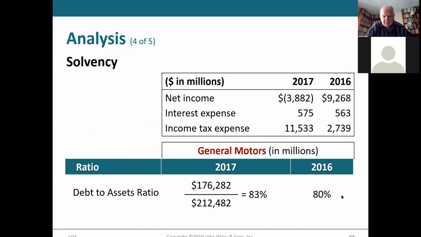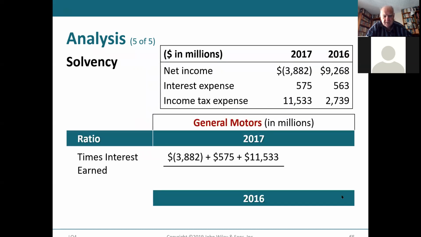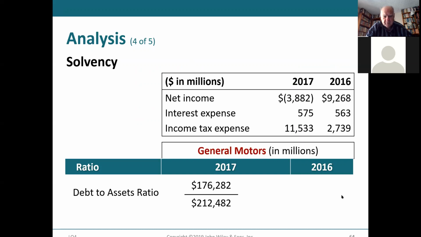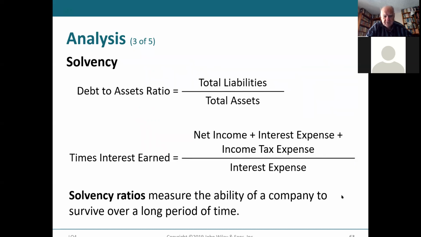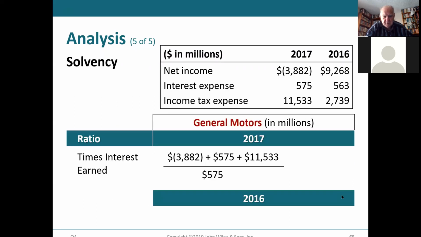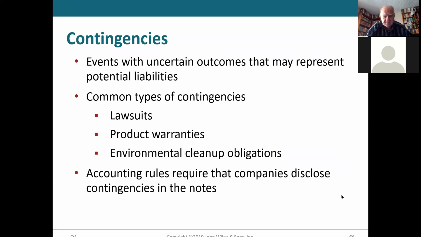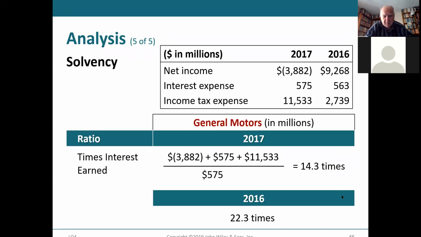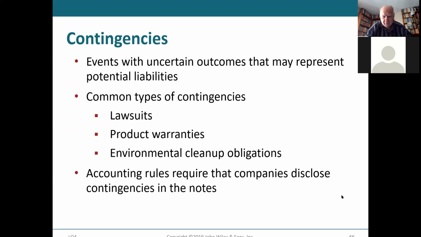And it was 80% the year before. Times interest earned, this is a different one here. Times interest earned, that's net income plus interest expense plus income tax expense. This one you just have to study and get memorized. It's your net income, income tax, interest expense, divided by the total assets, and you get the 14.3.